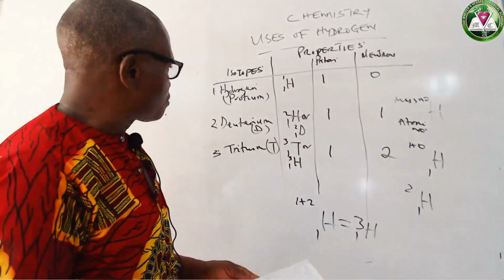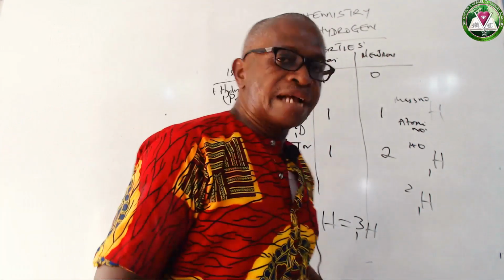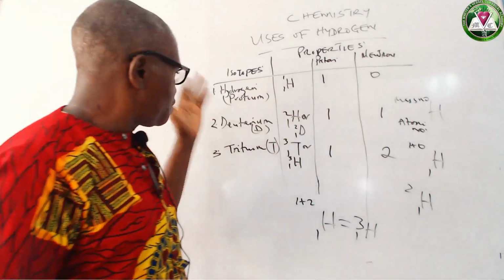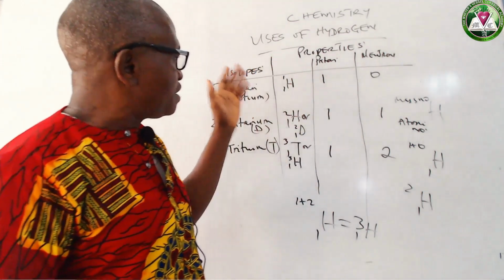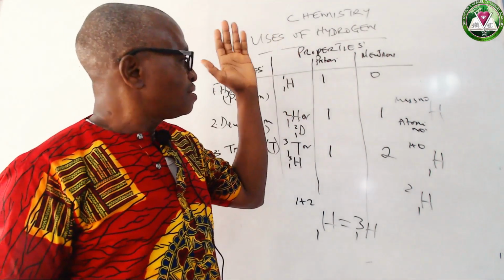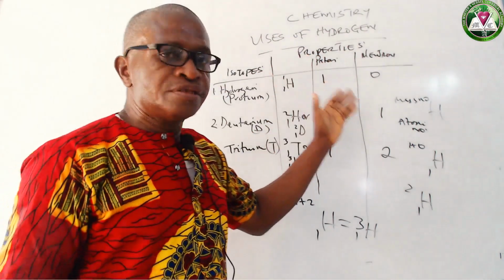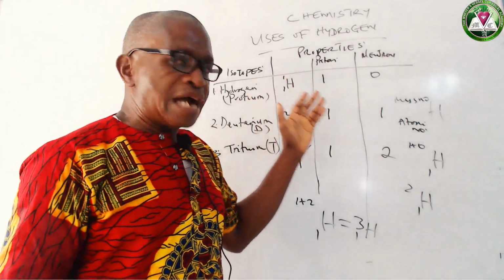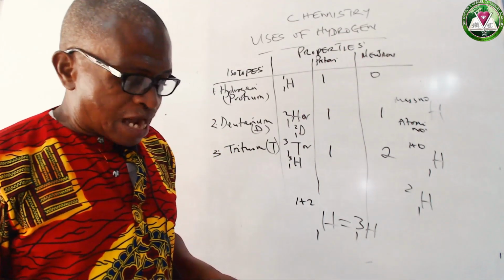I said that we have 3 isotopes of hydrogen, and the isotopes of hydrogen are hydrogen or protium, deuterium, and tritium. And I've given you the properties: ordinary hydrogen has 1 proton and 0 neutron. For deuterium you have 1 proton and 1 neutron. For tritium you have 1 proton and 2 neutrons. That takes care of isotopes of hydrogen.